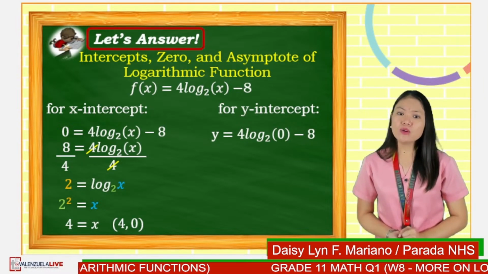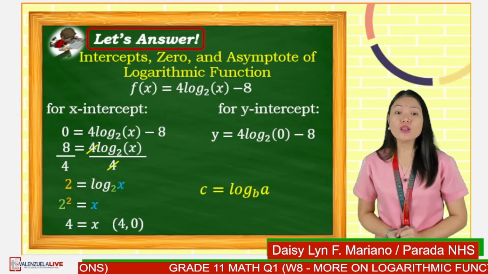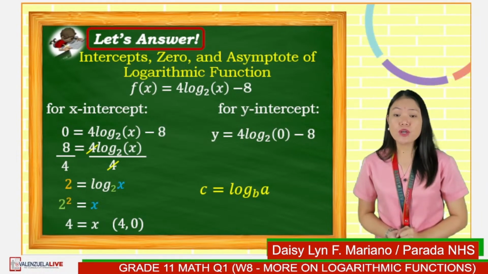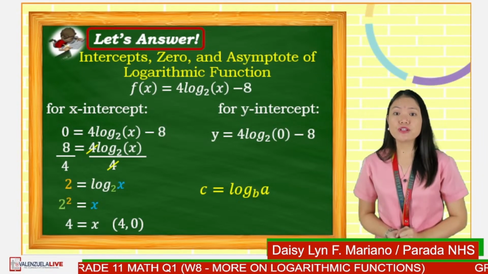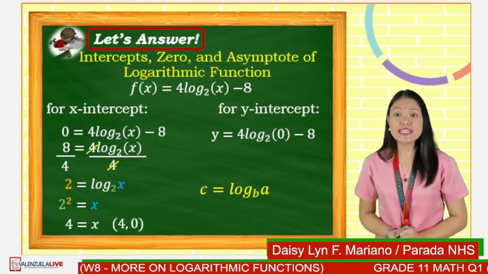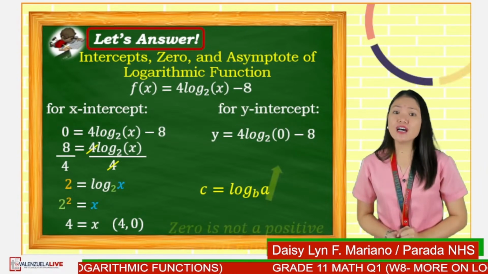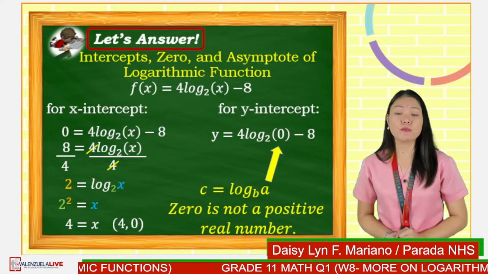Recall that logarithm is defined by c is equal to logarithm of a with base b, where a and b are positive real numbers, such that b is not equal to 1, and c is any real number. The 0 here is not a positive real number.